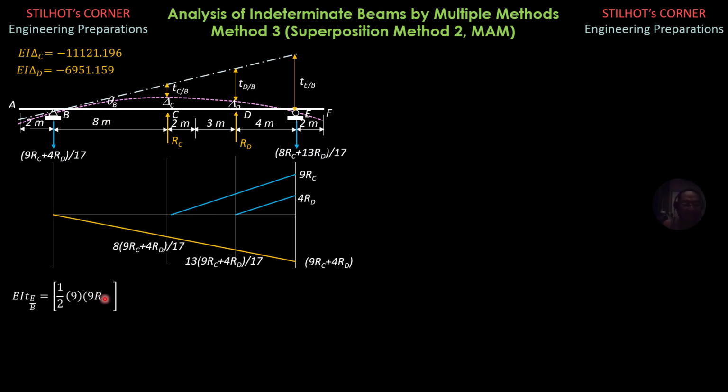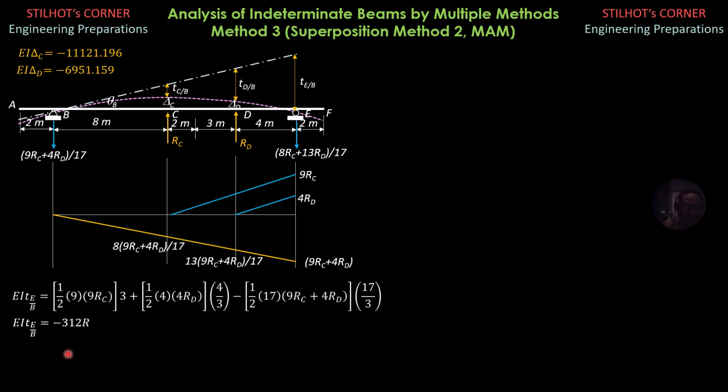EI deviation of E relative to B is 1 half of 9 times 9RC times 3, plus 1 half of 4 times 4RD times 4 thirds, then minus 1 half of 17 times the quantity 9RC plus 4RD, then moment arm 17 over 3. Combining RC and RD terms and simplifying, EI deviation of E relative to B is negative 312 RC minus 182 RD. From there, we can compute theta B, this theta B here due to this diagram.